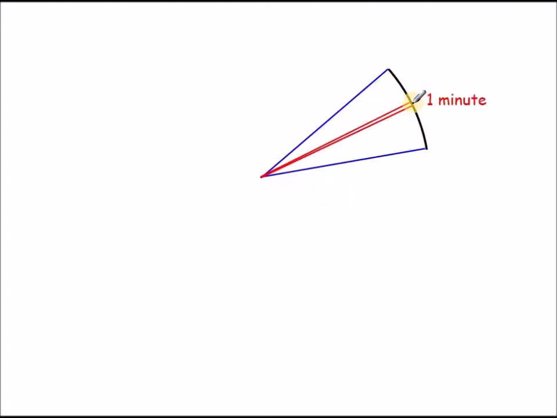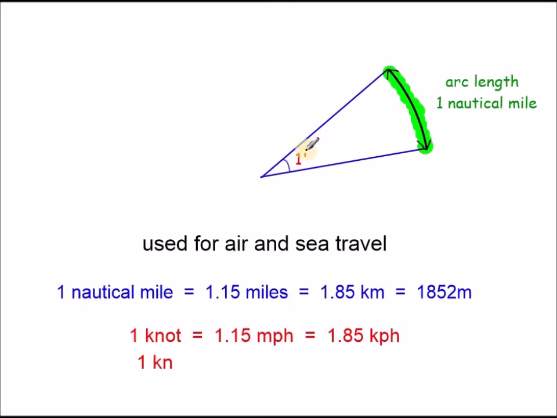And then I'm going to take 1 minute from within that, an angle of 1 minute, and this little marker here, 1 with a little dash, that dash means minutes. An angle of 1 minute leads to an arc length which is equal to 1 nautical mile, and this is used for air and sea travel. So this is the conversion between nautical miles and the standard miles that we're used to, kilometers and meters. And when we're looking at speed, 1 knot is 1.15 miles per hour, or 1.85 kilometers per hour, and knots are shortened to kn.